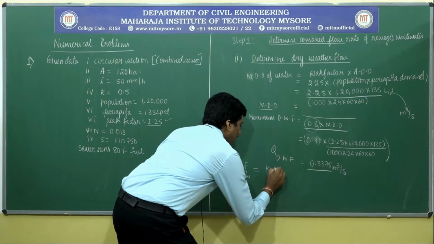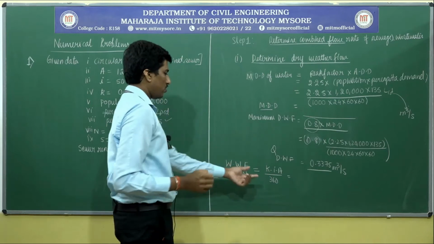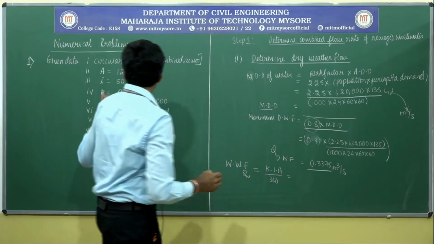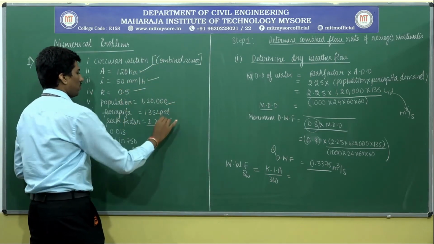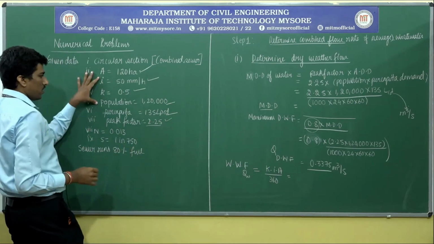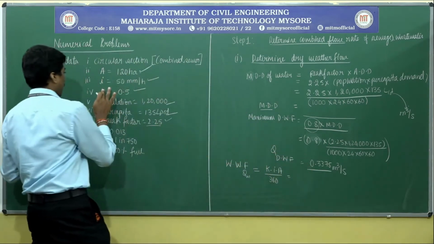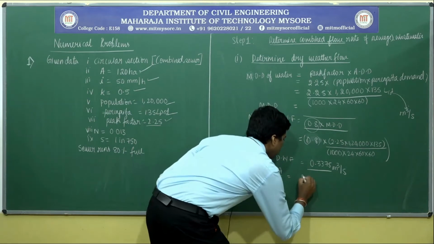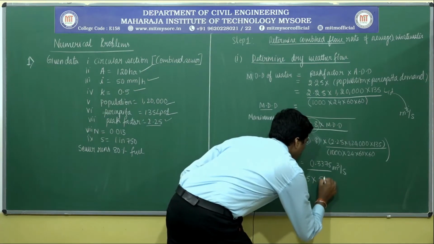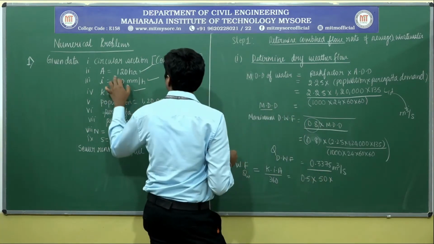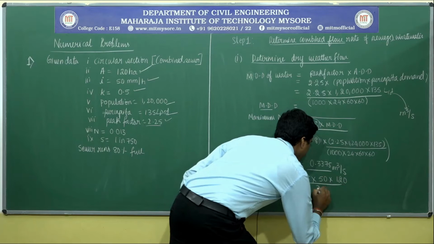K into I into A divided by 360, where area is in hectares. All those conversions are taken care of by this rational formula. Therefore, area is 120 hectares, I is given, K is given. So all this data is taken up. What is the value of K here? It can also be taken as capital. K is equal to 0.5 into I, the intensity of rainfall, given as 50 millimeter per hour, and the area is given as 120 hectares, divided by 360.